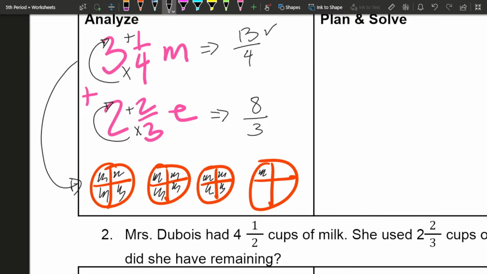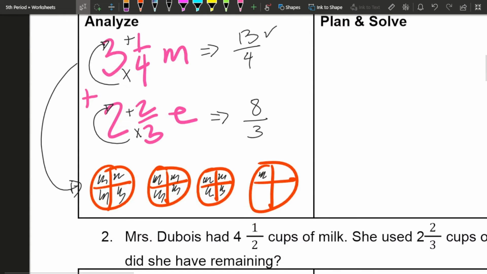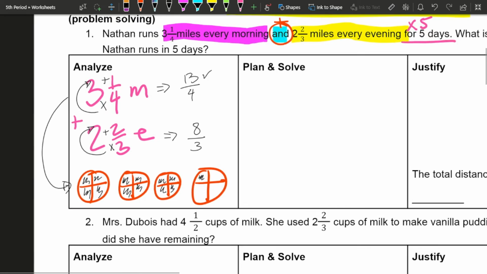So you can visually see what's happening if you do it like this. So if you're not sure, you can break it down like this as well. Okay? Hope this helps. Now, let's move on. Now, we're going to plan and solve. So I know that 13/4 is the same thing as 3 1/4. And I know that 8/3 is the same thing as 2 2/3.